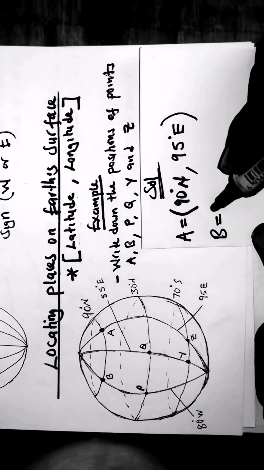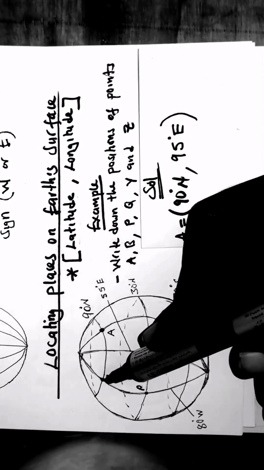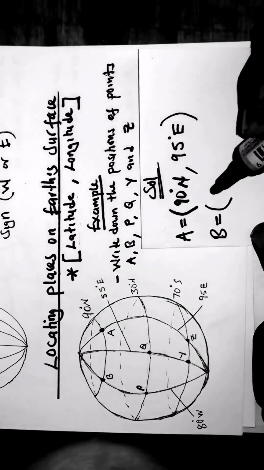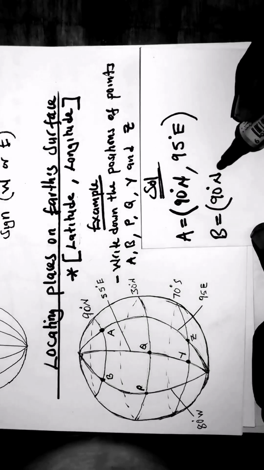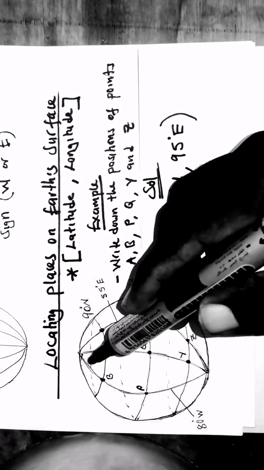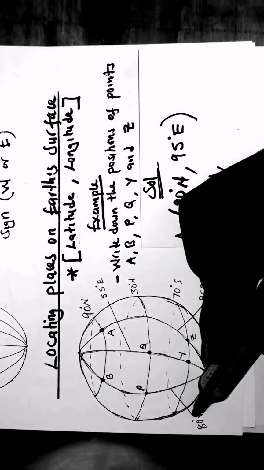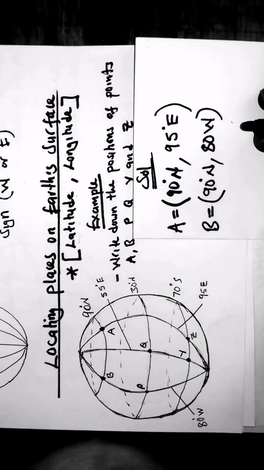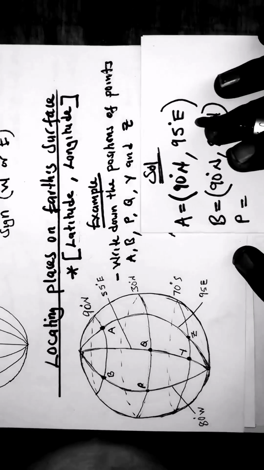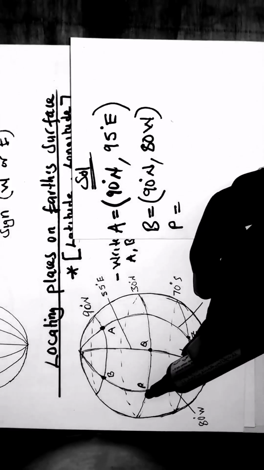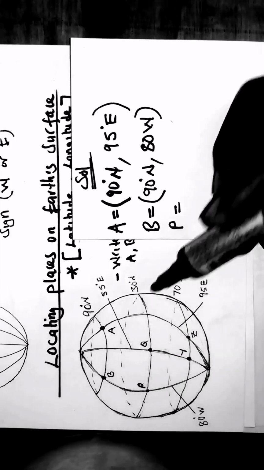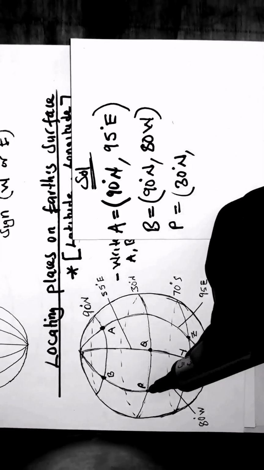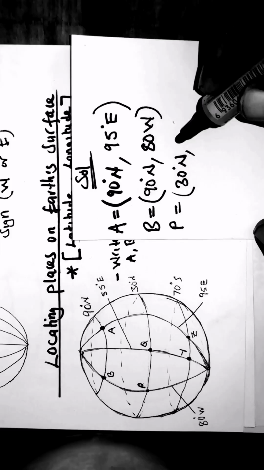Then point B. Where is point B? Point B is here. You identify the latitude where point B is lying. You can see point B is on latitude 90 degrees north. Then you also identify the longitude where it's lying. You see that this is on longitude 80 degrees west. Okay, we go to point P. Point P here is on latitude 30 degrees north, comma. What's the longitude? Point P is on longitude 80 degrees west.